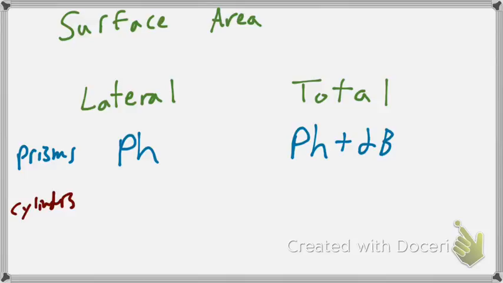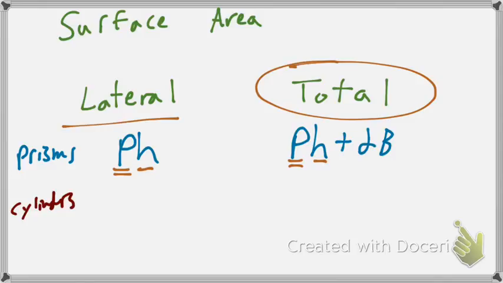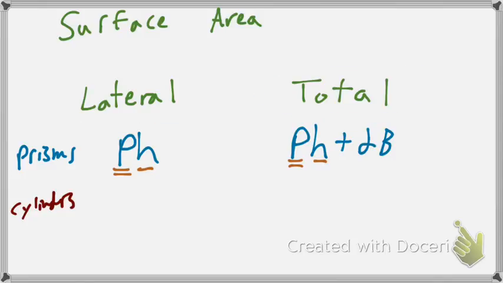What does the P stand for here, the capital P? The perimeter of the base. It's capital P, so it's the perimeter of the base, times the height of the prism, just like we did last time. What does the total surface area include that lateral does not? The base times 2. Yeah, the two bases.